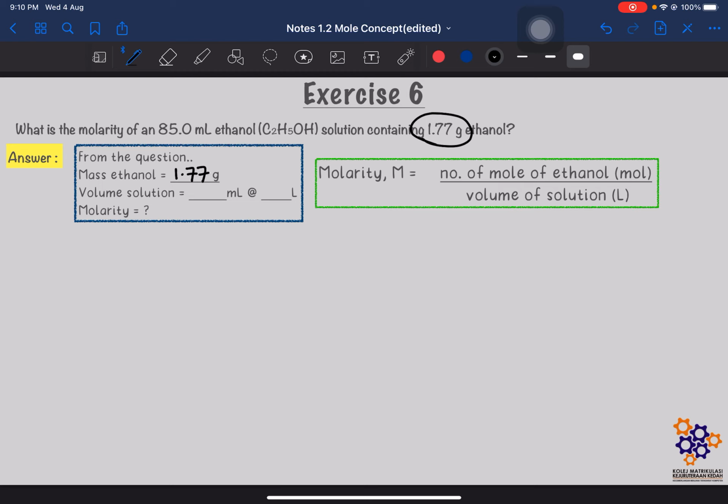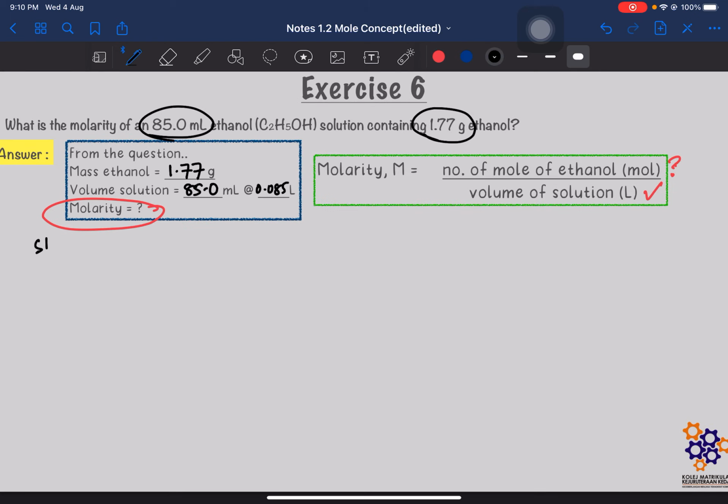1.77 gram of mass of ethanol, and the volume of solution here is 85.0 ml. We need to convert it into liter, so it is 0.085 liter. Now the question asks us, what is the molarity for this solution? We know that the molarity formula is number of mole of ethanol divided by the volume of solution. We already got the volume information given in the question, so what we need to do is find the number of mole of ethanol first before we find the molarity.